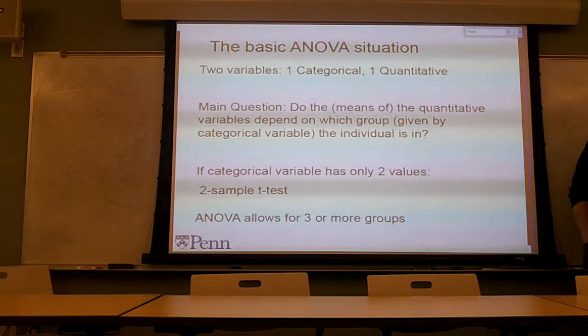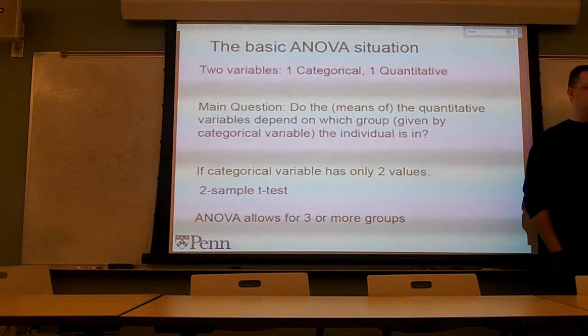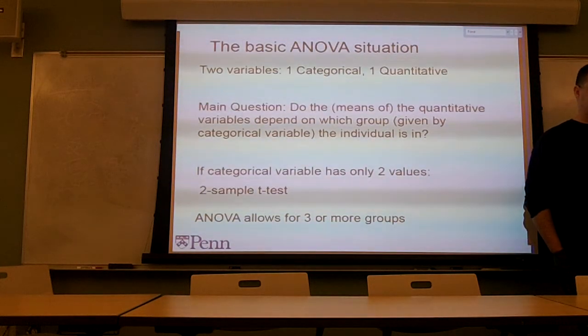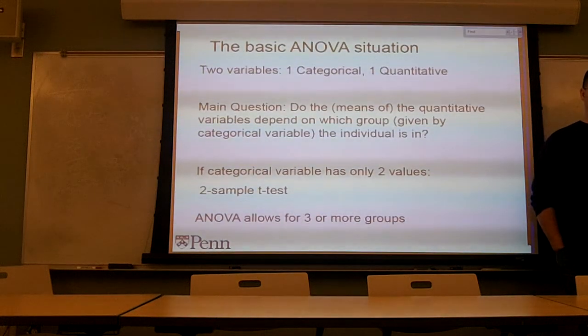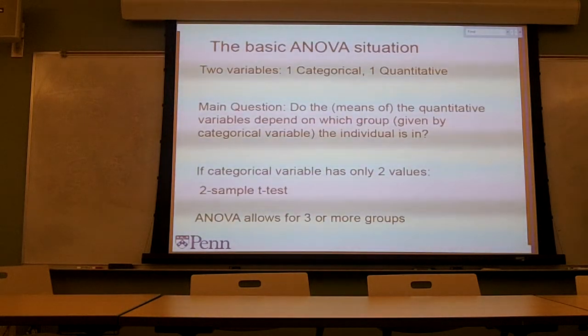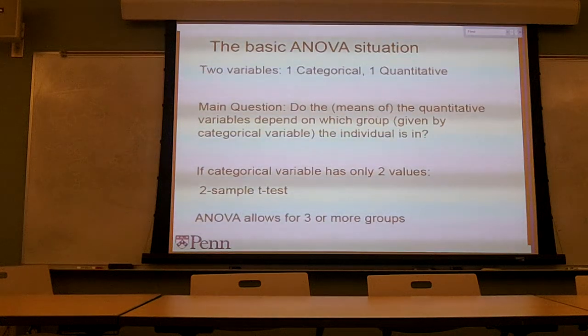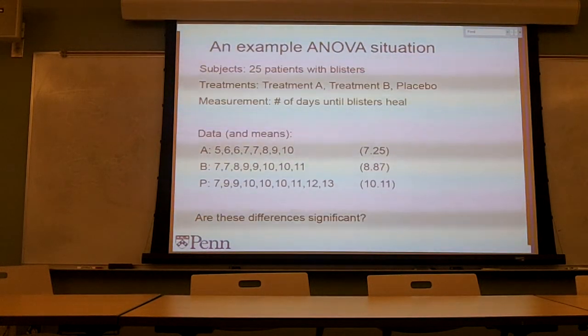Okay? All right. So when I want to compare 1-factor groups that are nominal, categorical, and my outcome is continuous, I want to compare the means of 2 or more groups, I'm going to be interested in doing an ANOVA, the analysis of variance. Okay? So let's deal with a situation here.